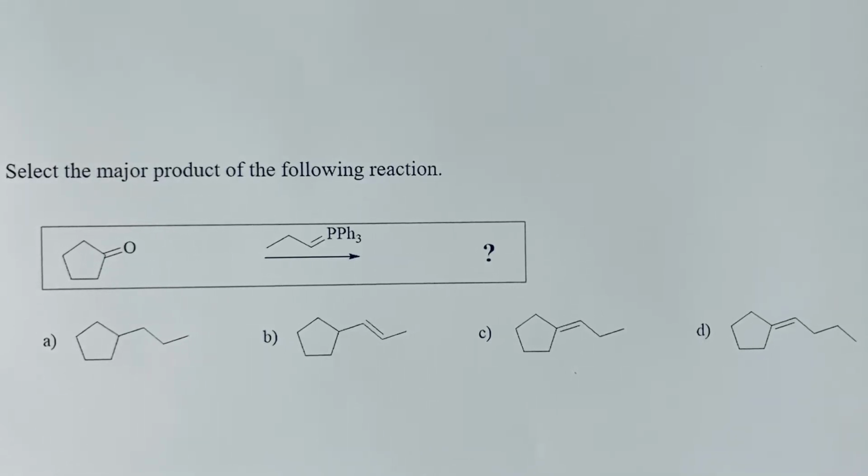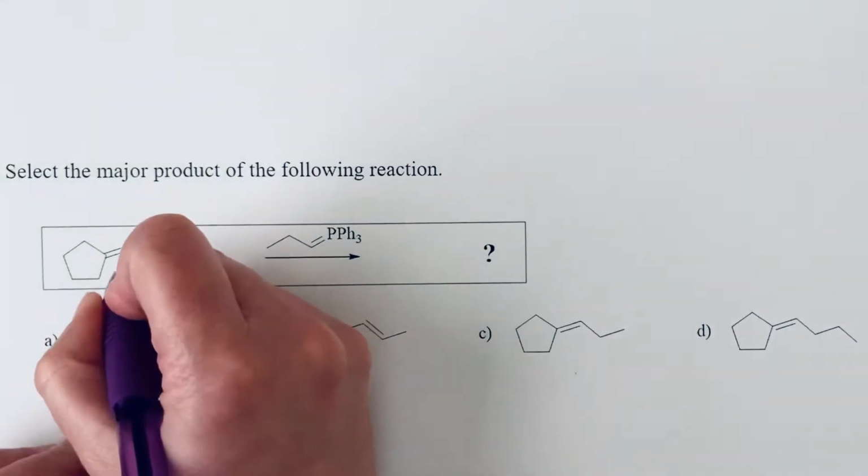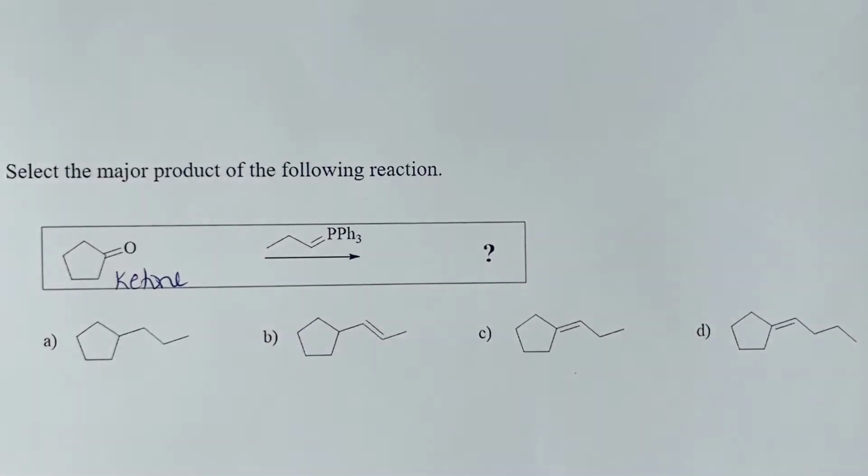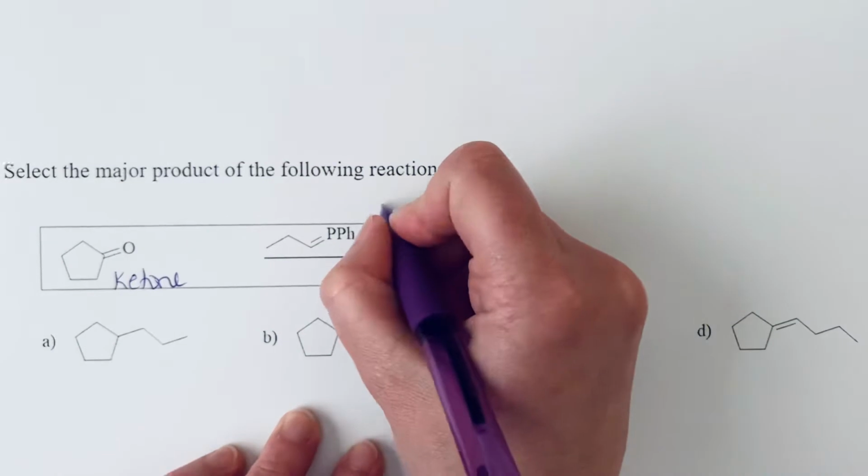Select the major product of the following reaction. So if we look at our starting material, we see that this is a ketone. And if we look at what we're reacting it with, you need to recognize this reagent. So let me redraw it.